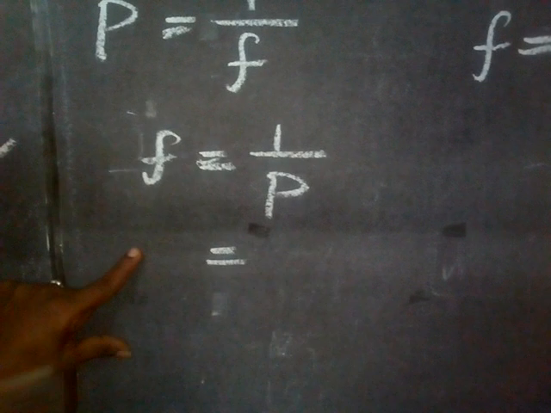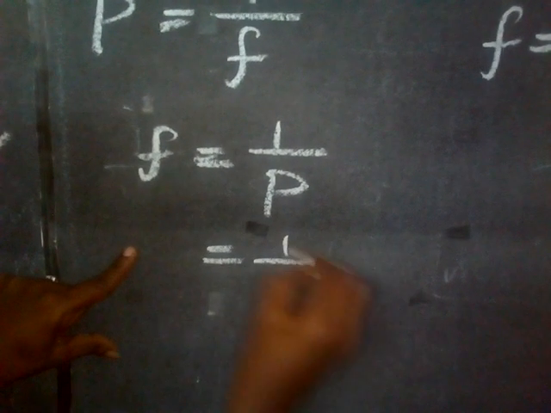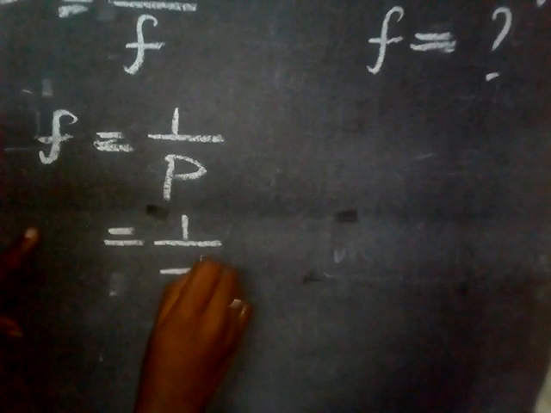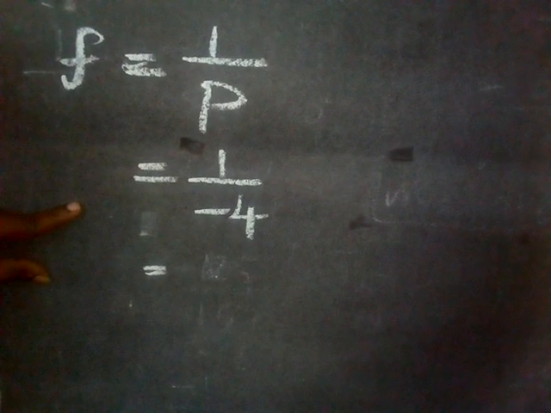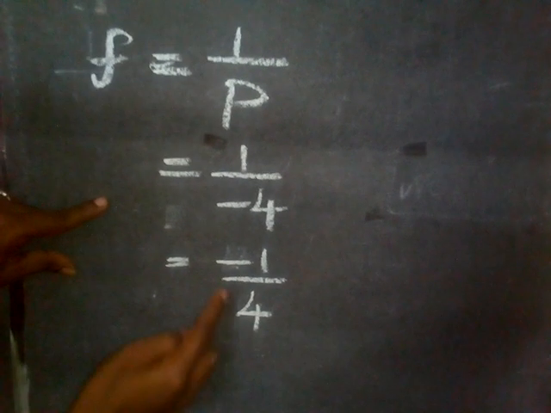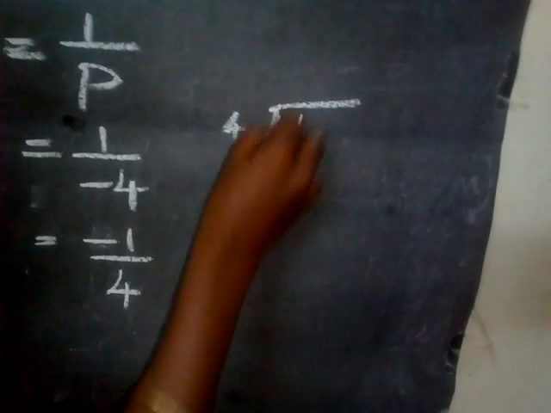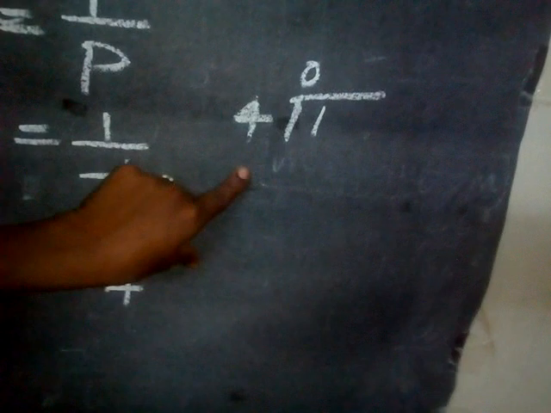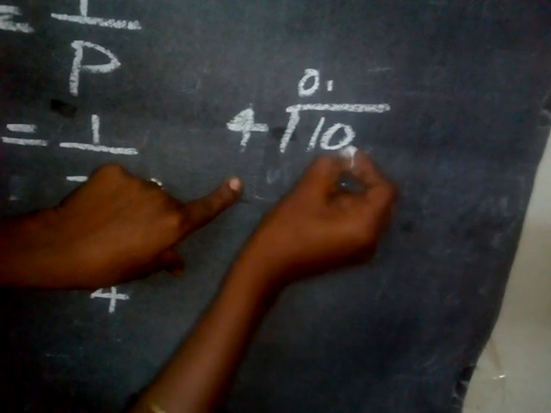The next step, you have to apply the power of lens value. So 1 divided by the P value, minus 4. The minus goes to the numerator, meaning minus 1 by 4. You have to divide 1 by 4. The 1 is a very small number, so you put 0 and put a decimal point. You add 0, now the number is 10.